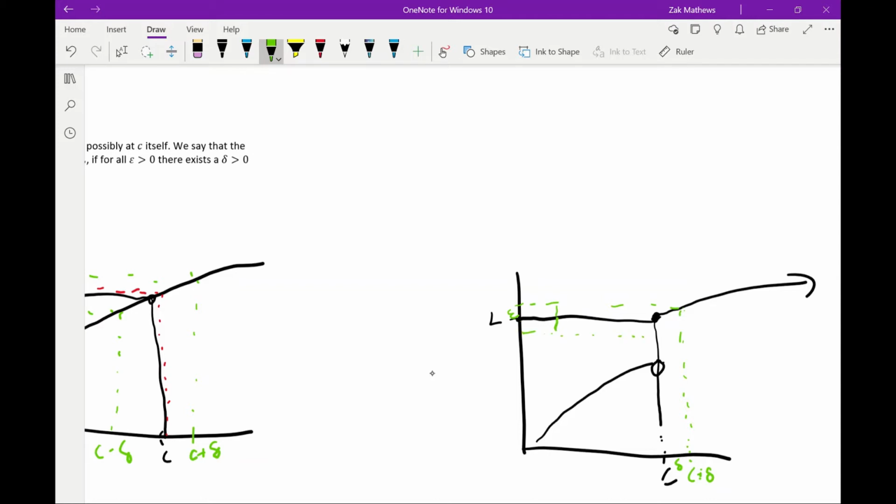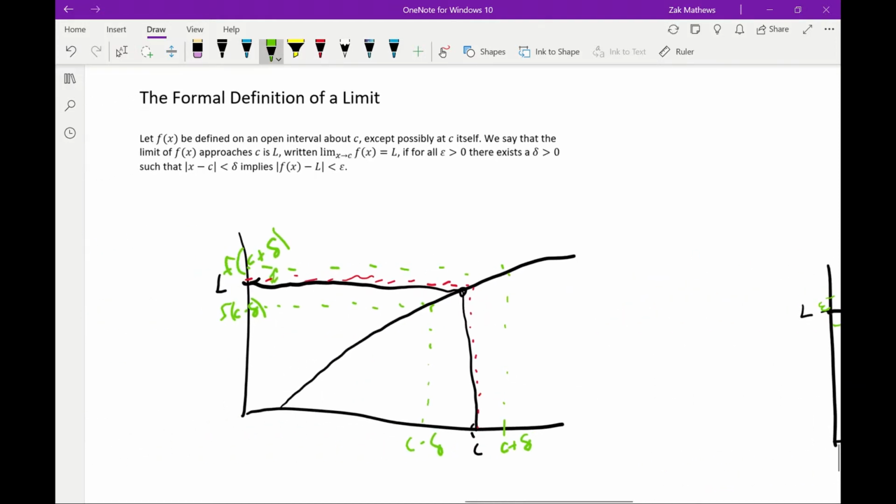notice there's no function value. There's no way I can hit that because I have this jump discontinuity. There's never a function value in here. It's impossible for me to get back to some x value. So that's why this limit does not exist, yet this one does.